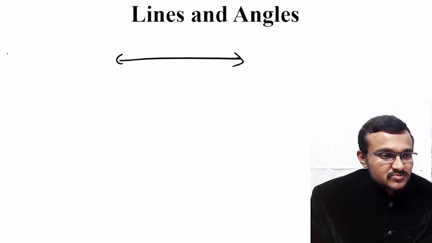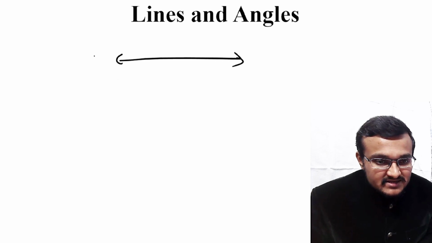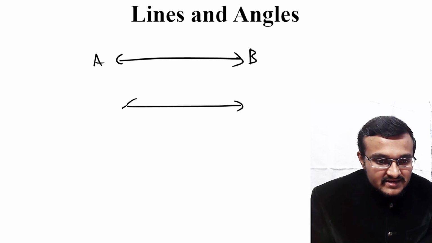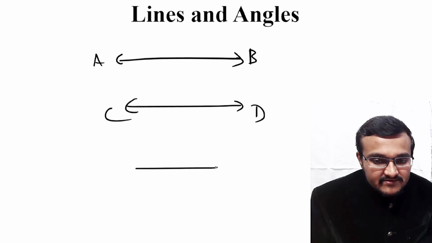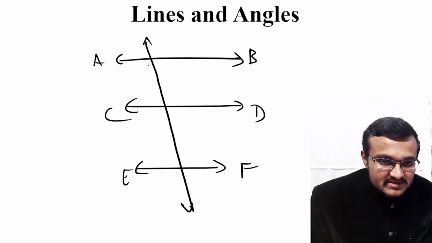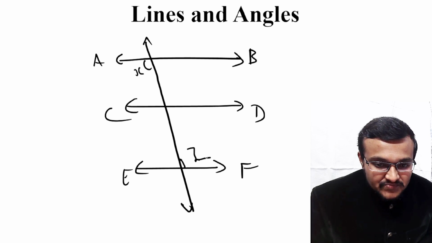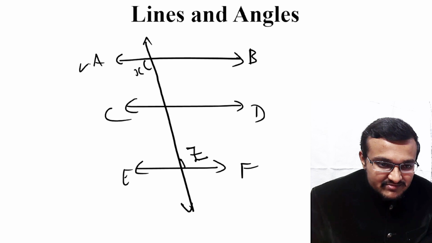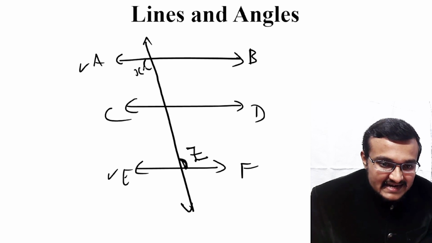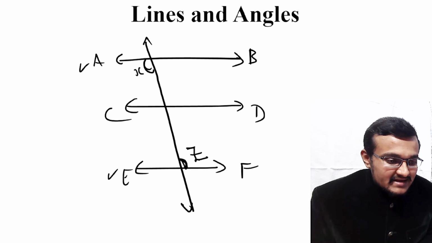So here we had this particular image, that is AB, and we have CD, and we have EF. So here one common transversal line is passing like this. Here this angle is X and this particular angle is Z. So here you can clearly see AB is parallel to EF. So this Z and X act as alternate angles.